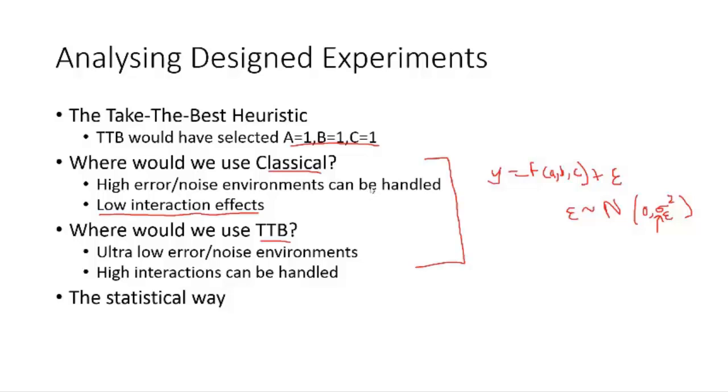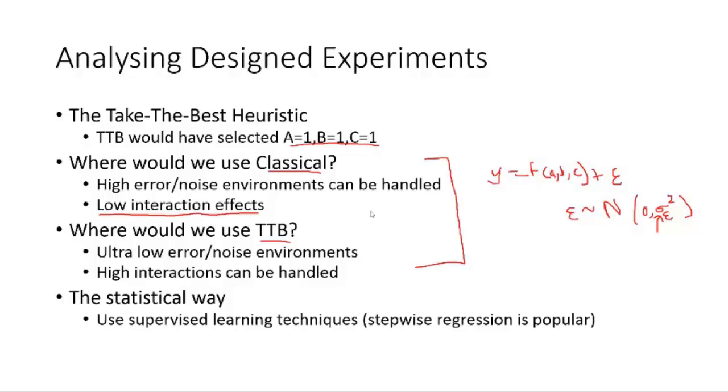The statistical way can sometimes balance that out, and so the truth is almost any supervised learning algorithm could be fair game. The only constraint is that the data set is fairly small, so any supervised learning algorithm that does not require a very large data set, but can still give you meaningful results, could be fair game. And in that regard, stepwise regression is usually popular in analyzing designed experiments.